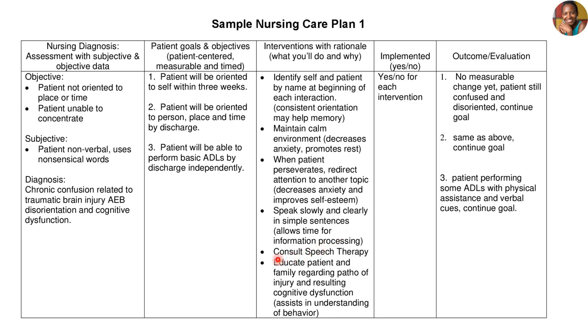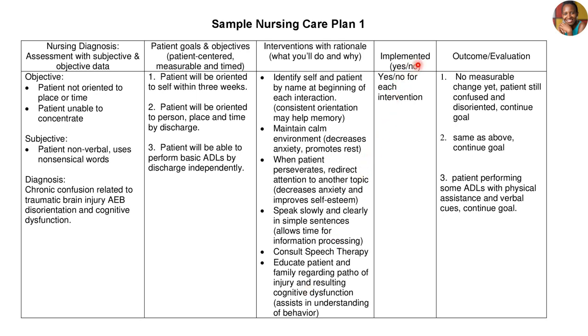So there is an aspect where he or she wants to bring teamwork. So he talks about consulting a speech therapist, and he's planning to educate the patient and family regarding the pathophysiology of injury and the resulting cognitive dysfunction. And the rationale is that this will help in understanding the patient's behavior. So these are the list of actions this nurse is aiming to do.